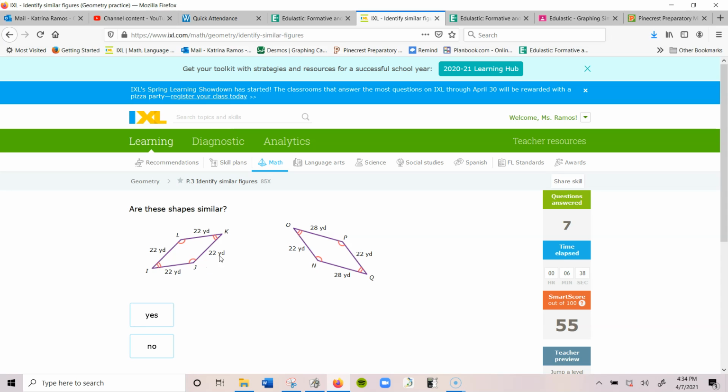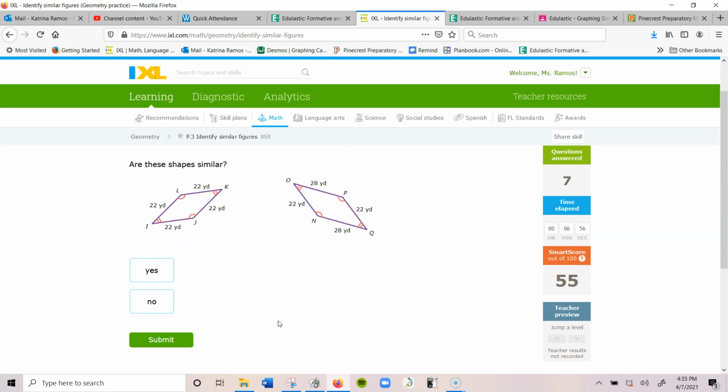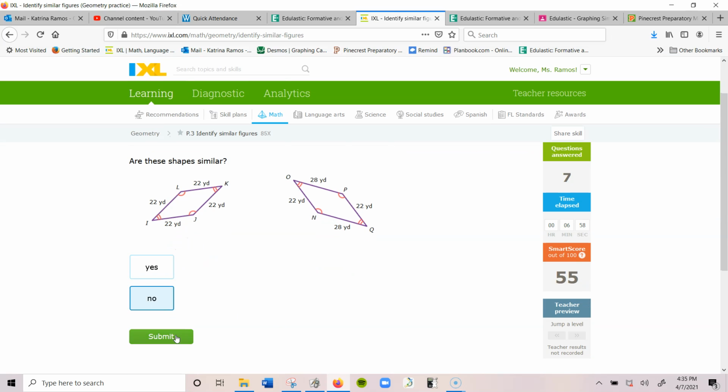Last one here, we have this parallelogram which has all equal sides. If they are all equal, then this one should also have all equal sides to make sure that the ratios would be equal. These two sides are equal, but these two are not. So that means that the ratios would not be the same. So no.